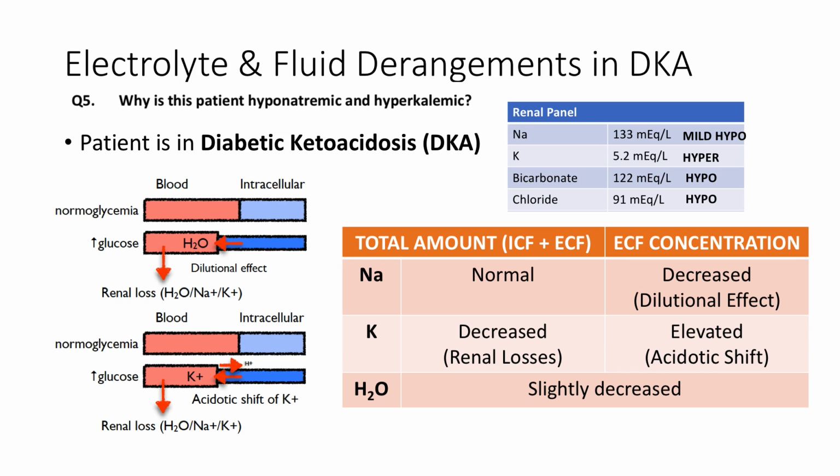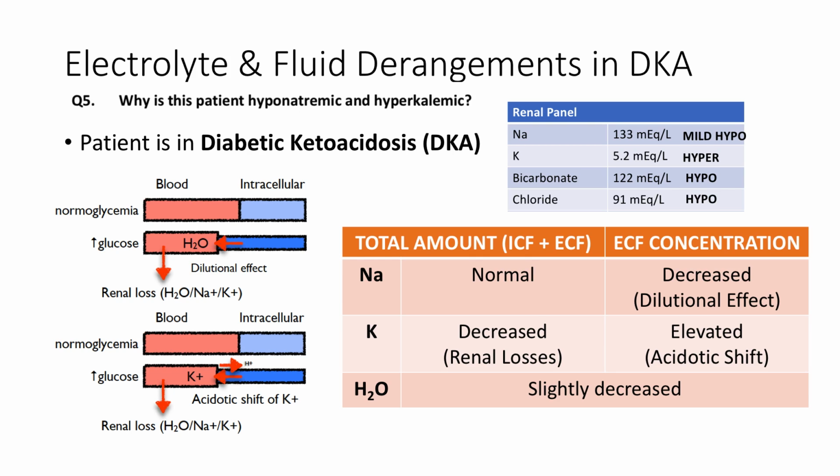Let me think how to explain this. When you look at electrolyte and fluid derangements in a ketoacidotic patient, you must consider both the total amount and the concentration. The concentration is what you see in the results. Then I must ask myself, is this reflective of the true amount of sodium and potassium inside the blood, or is the concentration being artificially raised or lowered because of fluid disturbances? This one is best that you read yourself and digest it.